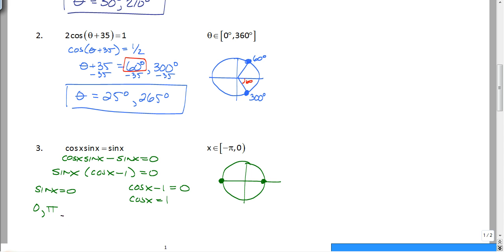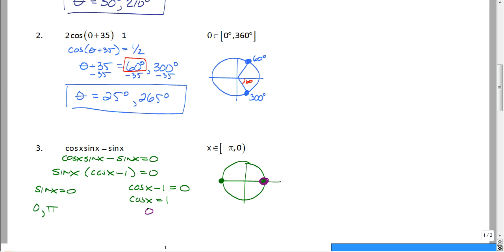But now we have to also talk about cosine. When is cosine 1? Well, cosine is going to be equal to 1 only when we have this point right here, 1 comma 0. That's when cosine is equal to 1, so only at 0. So then what are you going to do here? Our answer has to be between 0 and negative pi. It is allowed to include the negative pi.